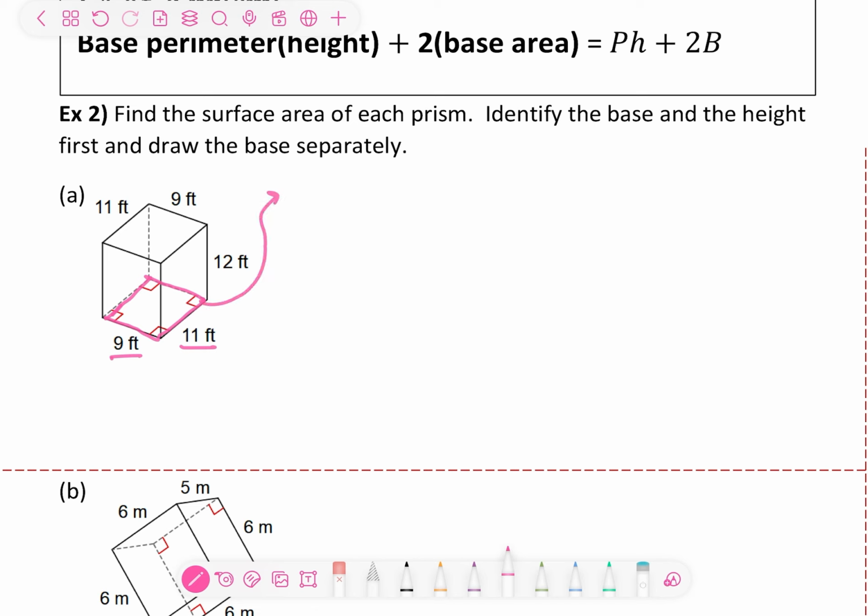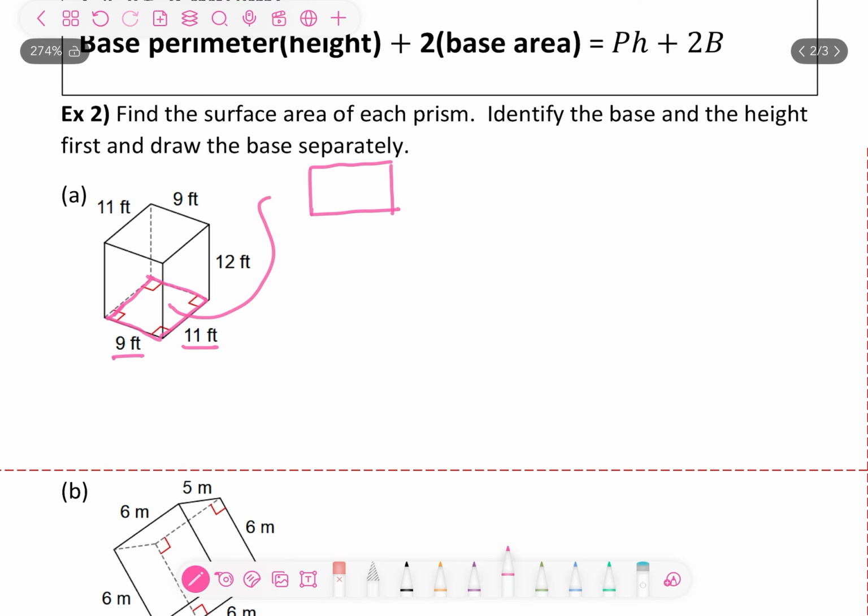So I'm going to put a 9 by 11 rectangle. Hold on, let me draw this a little neater. So take this base over here. That's going to be 9 feet by 11 feet, and that's my base. So the base perimeter and base area are based on that figure itself. The height is going to be that distance between the 2 bases. Well, the other base is here at the top, so the distance between is going to be this 12 feet right here. That's going to be my height. So I can write that down. My height is 12 feet.